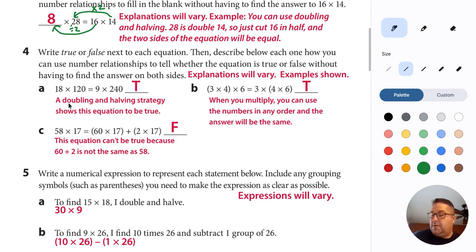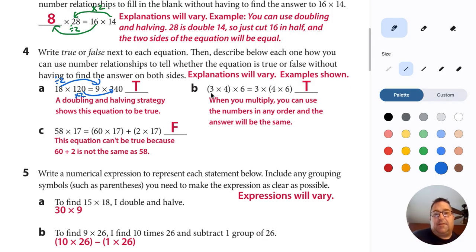So for number 4, we're looking a lot like we did up top at some different strategies. So right here, again, double and half. They really like using this double and half strategy because if I'm at 18 times 120, that's the same as 9 times 240. It is true. Why is that true? Well, that 18, is that 18 going to be related to the 9 or the 240? Oh yeah, that 9, right? I can do 18 divided by 2. And then if I have 120, I can double that to get to 240. So doubling and halving. And again, to show it, you could even just draw the little arrows.